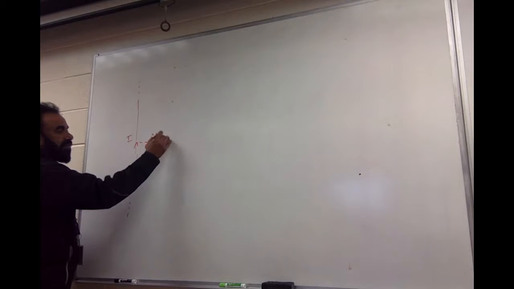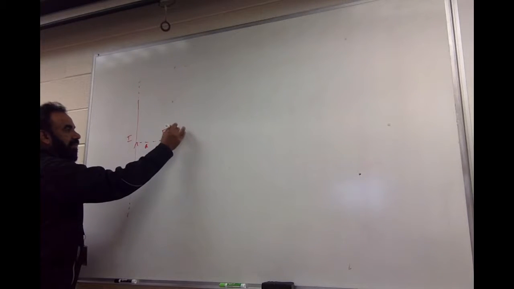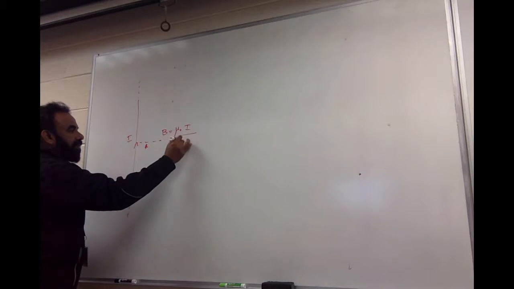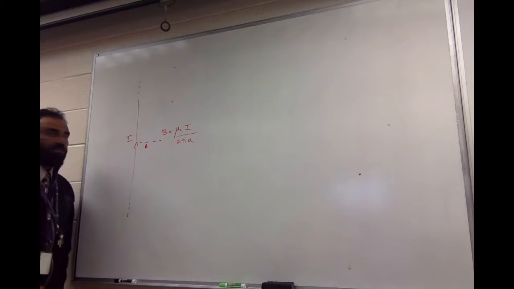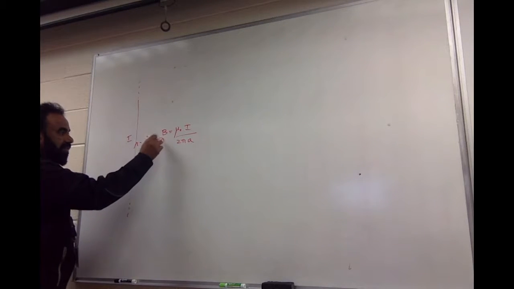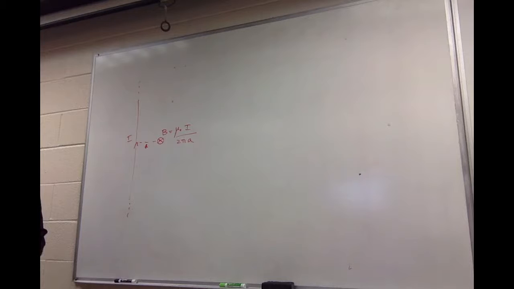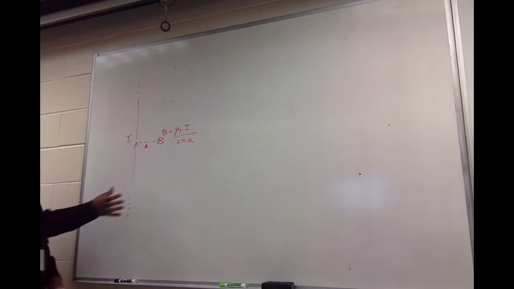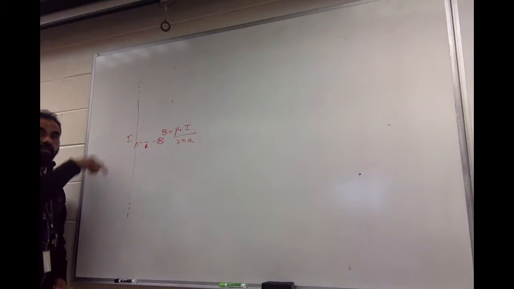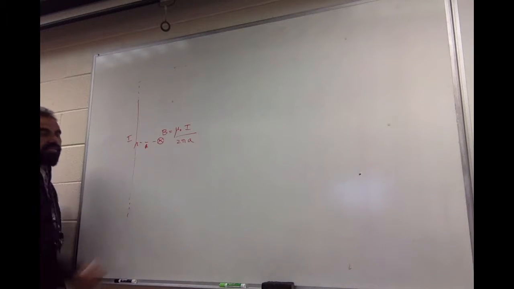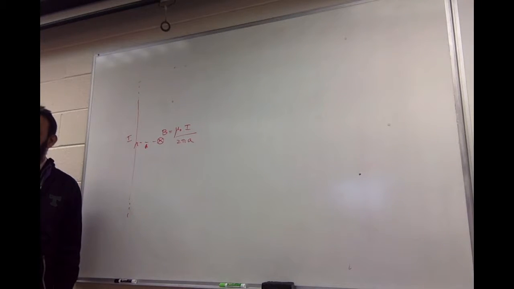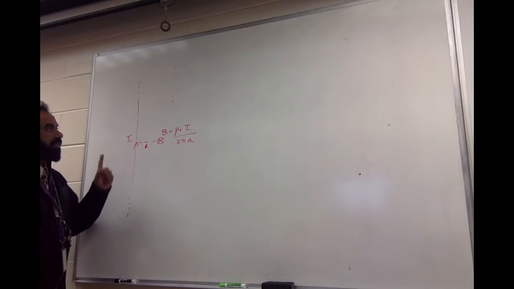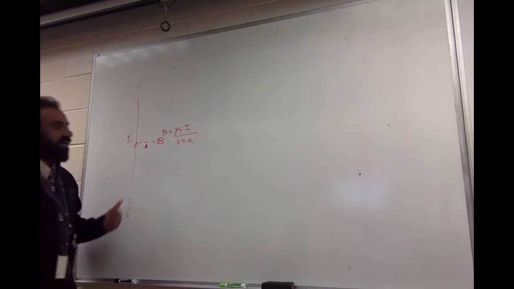The magnitude of the magnetic field is mu naught I over 2 pi A. The direction of the magnetic field is given by the right hand grip rule. So the right hand grip rule will tell you the direction of the magnetic field. The magnitude is given by that equation. Is that okay? So this is for an infinitely long straight wire carrying current.